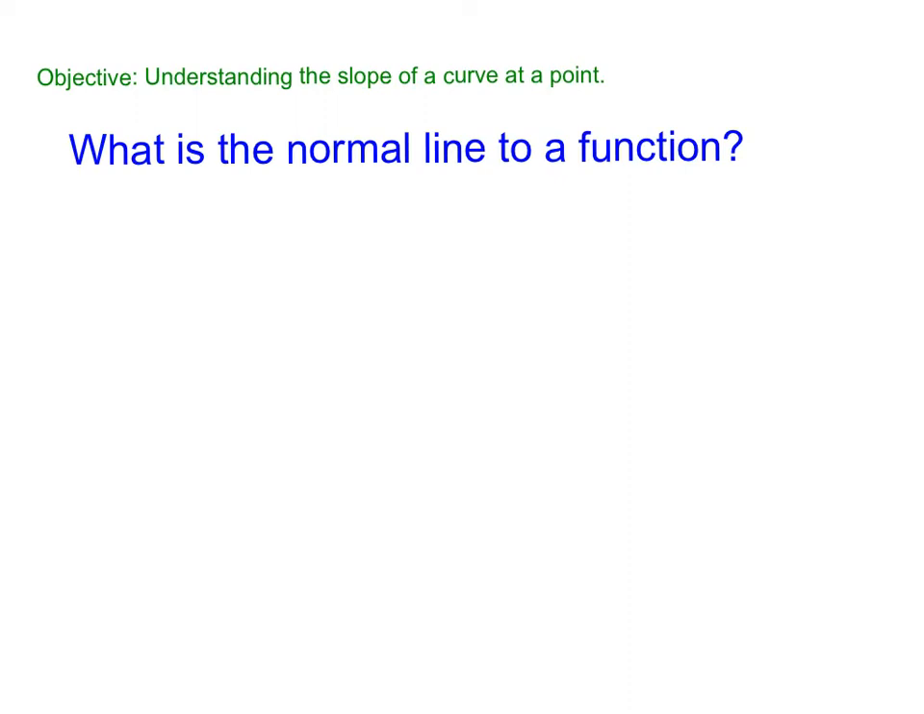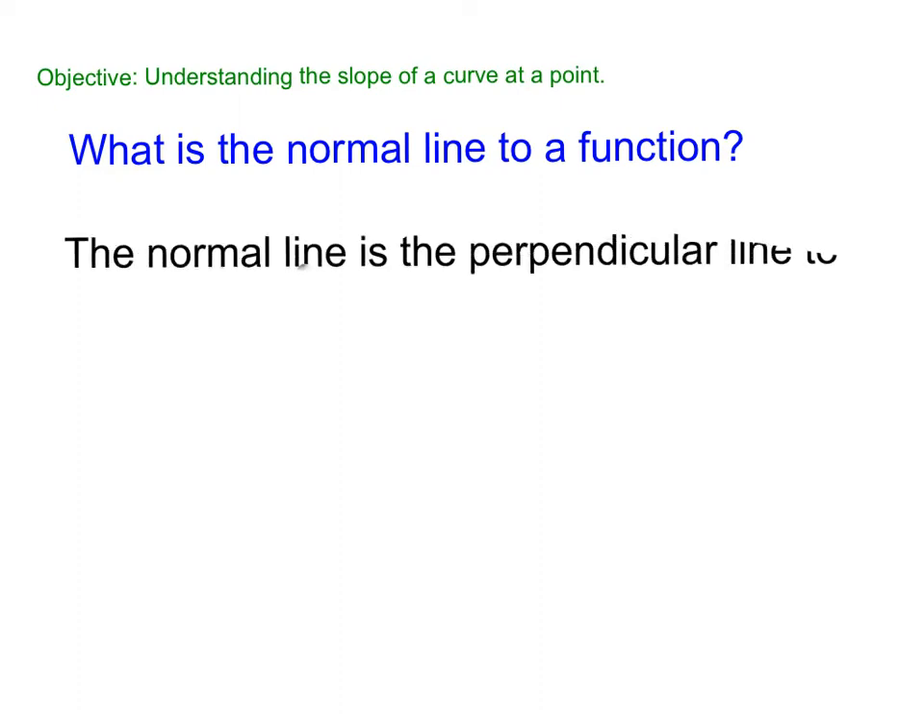What is the normal line? So the normal line is just a fancy word for perpendicular line. The normal line is the perpendicular line to a curve at a point. There's a lot of words that mean perpendicular in math. There's another one, orthogonal. I think there's another one, I can't remember what it is. You might talk about them in physics also.